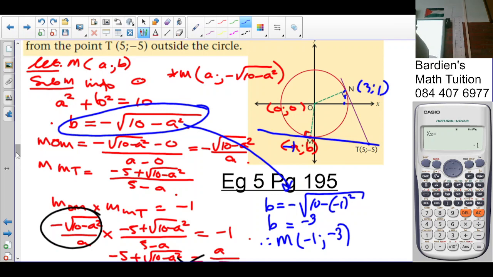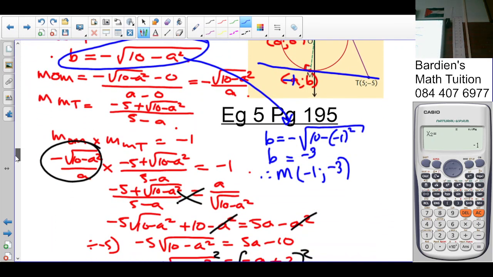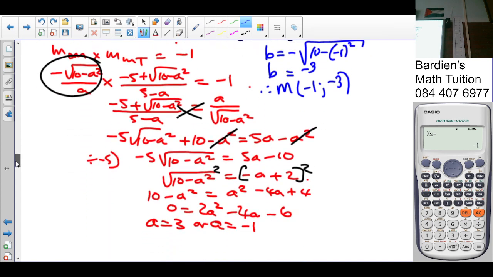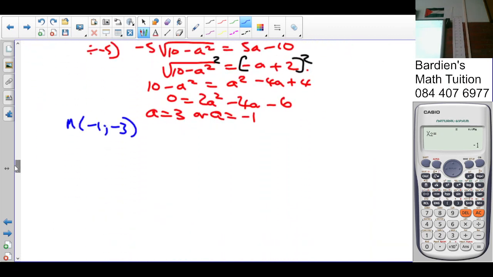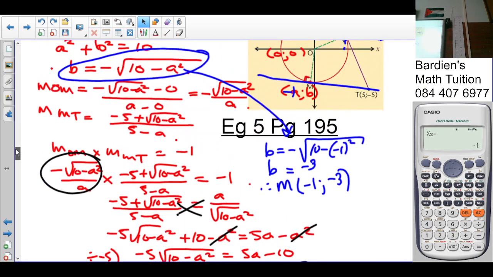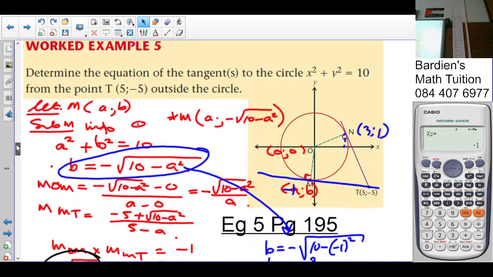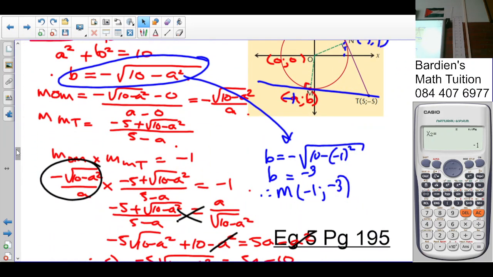Okay? So to get the gradient of the tangent is now simple. Since m is negative 1 and negative 3, and it's coming from this point of, what's it, k or something? T, which is 5 and negative 5. Let's just pull the reference down quickly. This is example 5 on page 195.